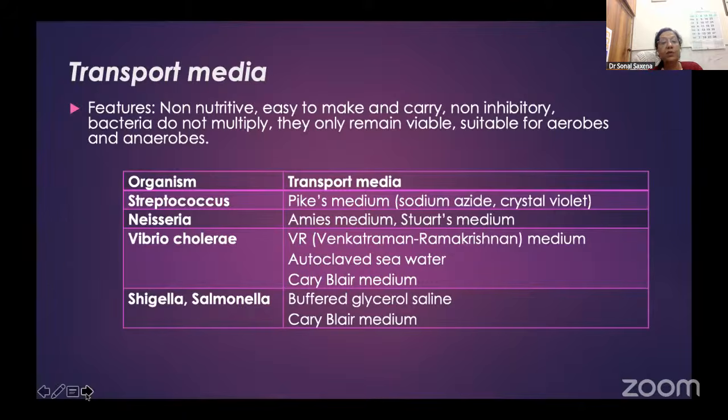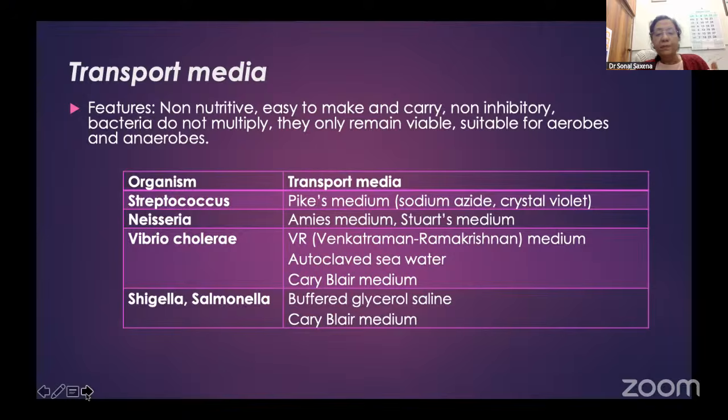Transport media has to be completely non-nutritive because the moment the bacteria get nutrition, they start multiplying, the pH changes, and it becomes inhibitory to the organism. Secondly, it should be easy to make and carry, so make it in a small test tube or a screw cap tube. It should contain non-inhibitory substances. Bacteria will not multiply, they will only remain viable. And it is good enough for say 2 hours or 4 hours till it has reached.